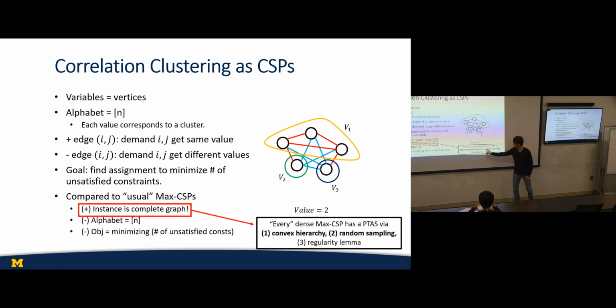I think the first one is a convex hierarchy. The second one is called random sampling. The third is via the regularity lemma. In the talk, I'm going to briefly mention the first and second. And then you're going to see how it's going to help us for correlation clustering as well.